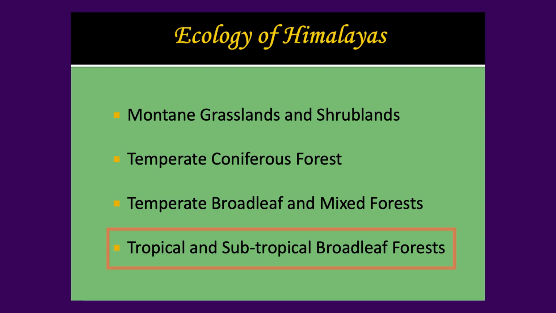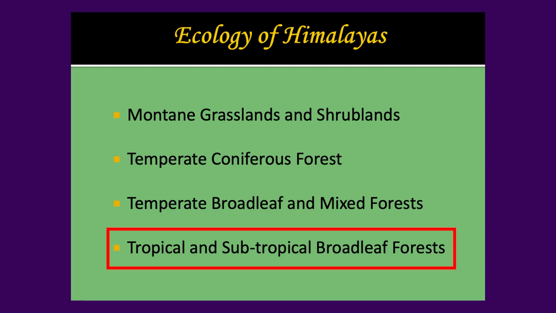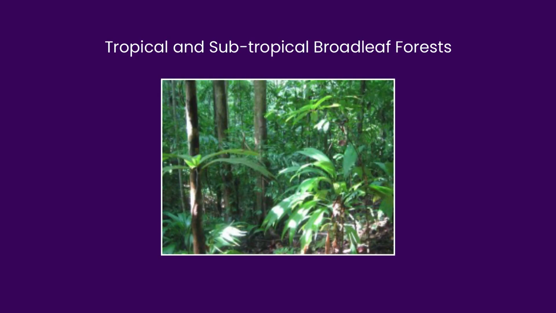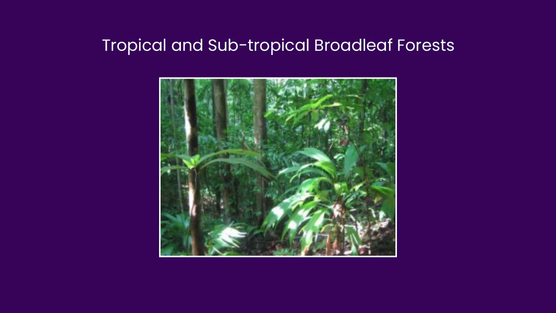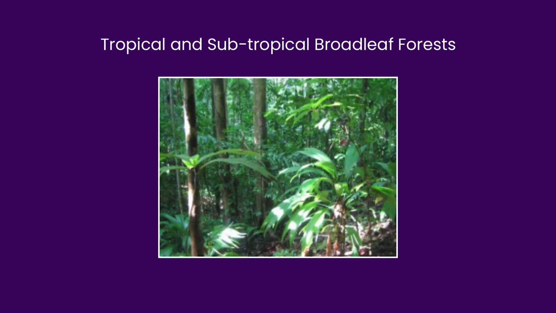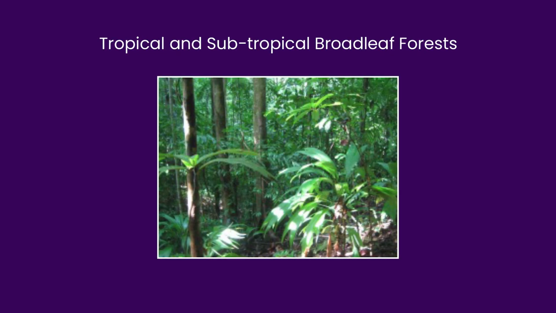The fourth one, tropical and subtropical broadleaf forest. Located at 1,650 to 3,300 feet along a narrow strip of the outer Himalayan range are the Himalayan subtropical broadleaf forests. Here there is a wide range of plant life thanks to the area's varied topography, soil types and rainfall levels.